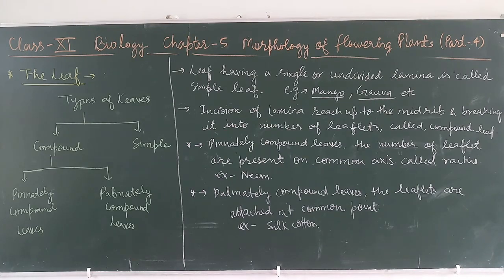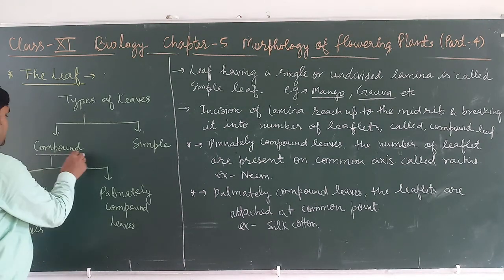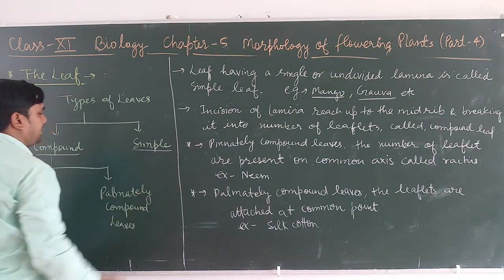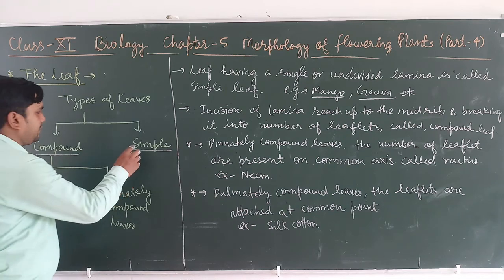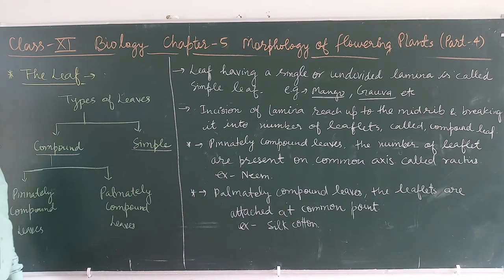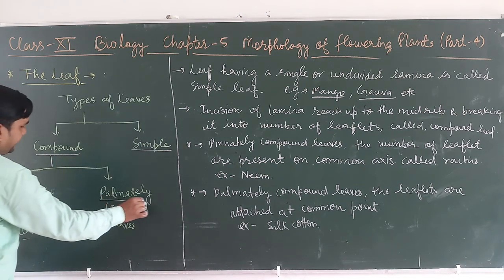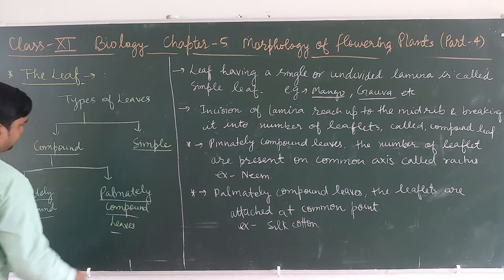The leaves, types of leaf. The types of leaves are two types. First one is the compound leaf and then the simple leaves. This shows the compound means complex and simple means very general, no modification. In the compound leaf there are two types: pinnately compound leaves and palmately compound leaves.